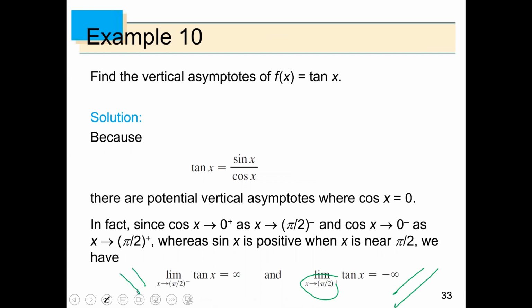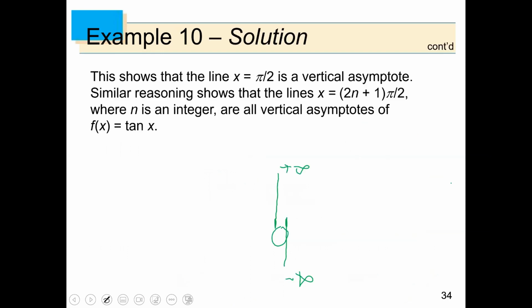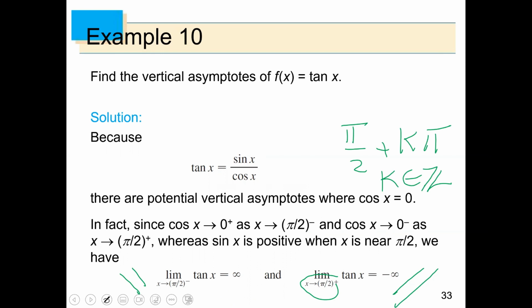Okay, and the same phenomenon will happen for any point like what we wrote before, pi over 2 plus k pi with k in Z. All these will be vertical asymptotes for the function. So from these two limits, I can conclude that x equal to pi over 2 is a vertical asymptote. You remember for the vertical asymptote, we have infinity or minus infinity. So x equal to pi over 2 is a vertical asymptote. In fact, you need just one, left or right, to conclude that x equal to pi over 2 is a vertical asymptote.